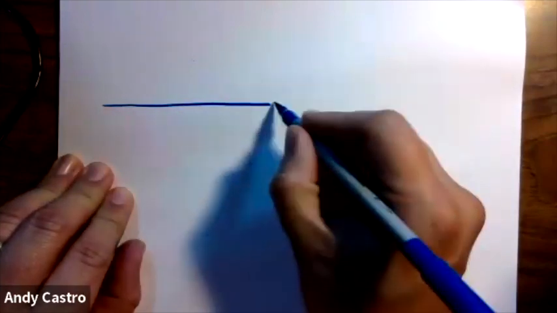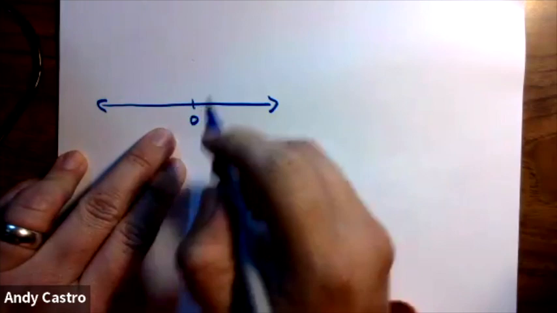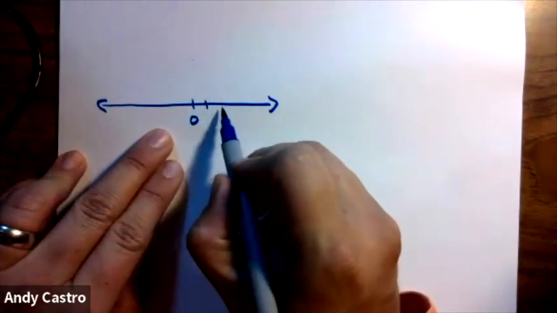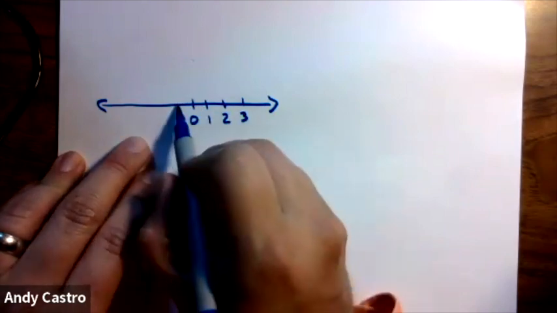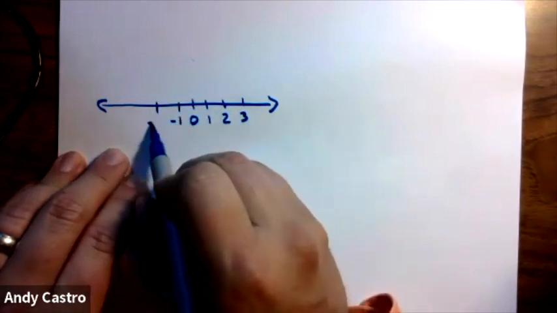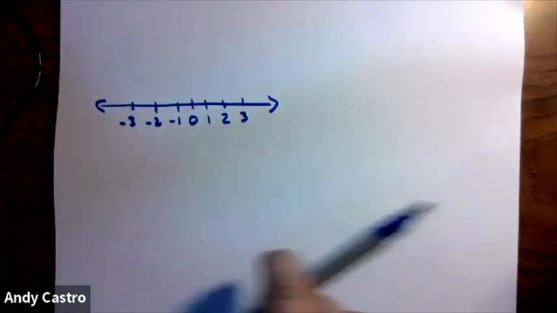All right. So we're going to start out with a pretty basic concept on a number line. We'll have 0 here in the middle. And this is 1, 2, 3. And then -1, -2, -3. All right.